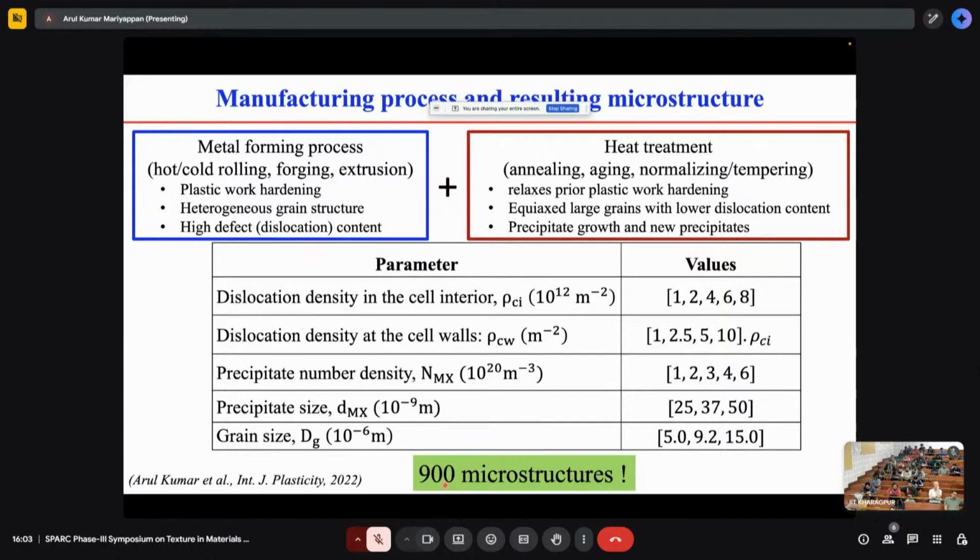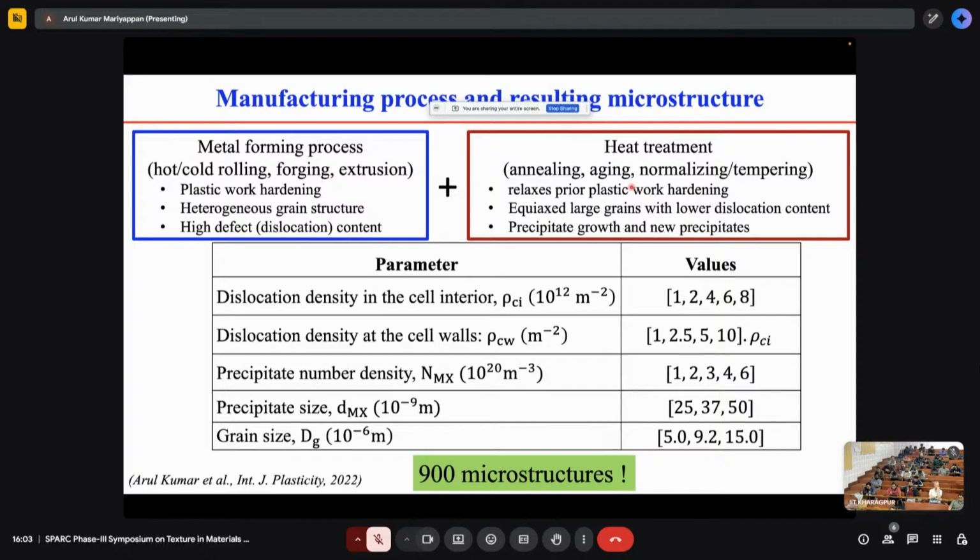For example, hot rolling followed by annealing, or forging followed by aging, or extrusion followed by annealing and then aging, different manufacturing routes. Then we got 900 different microstructures from that. If I simplify all of this into a database, we can put it into a range of different microstructures encompassing various metal forming as well as heat treatment processes. Now, I'm asking a question. I have 900 different processing routes that lead to 900 different microstructures.